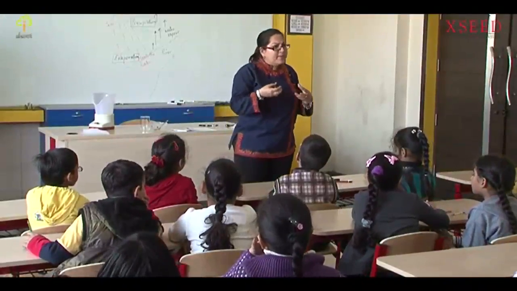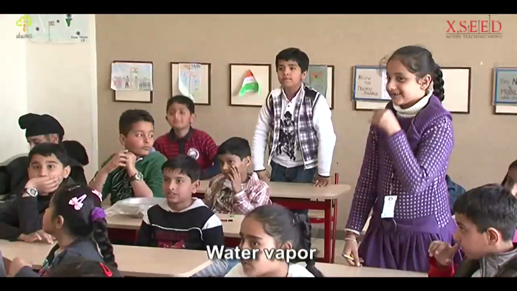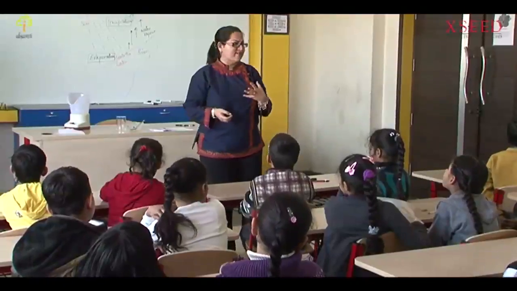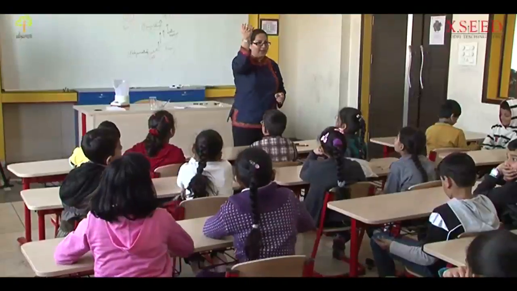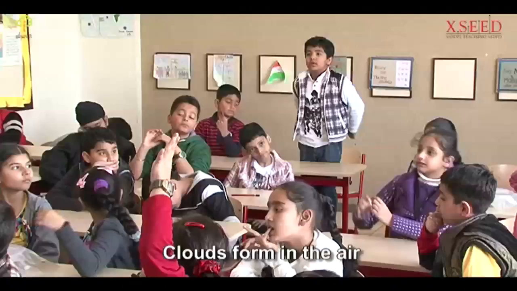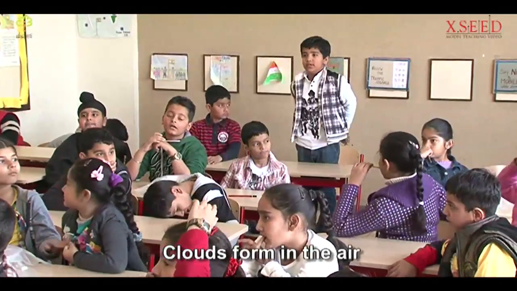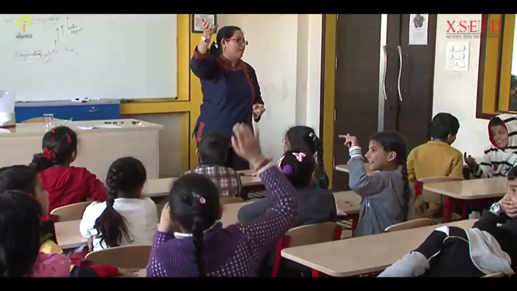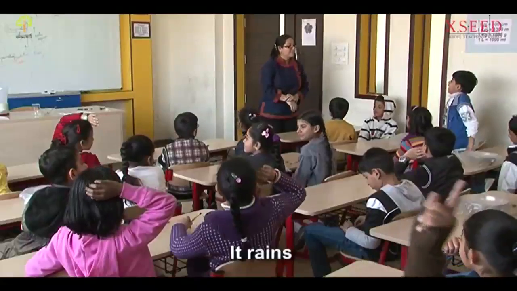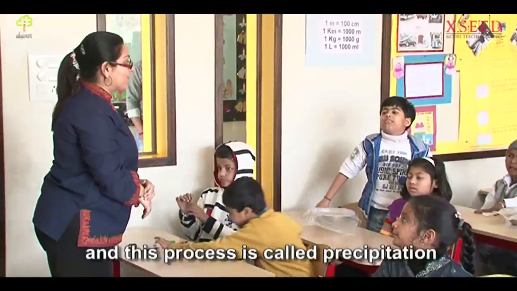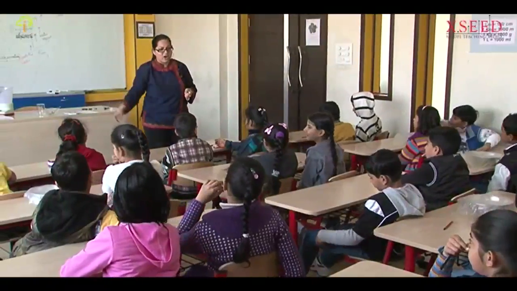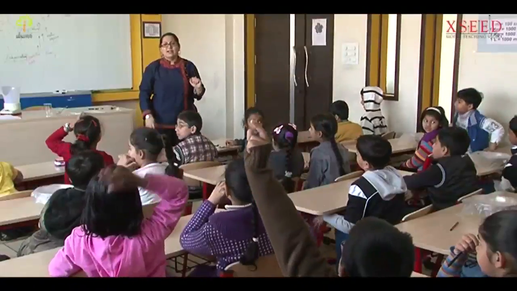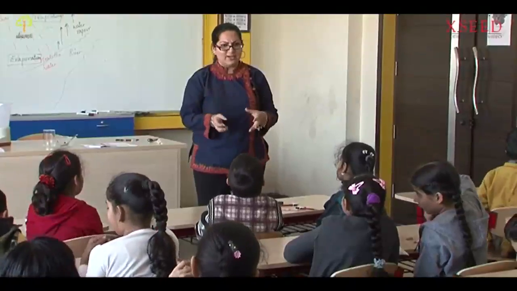The sun is heating up the water, right? And what happens? What starts rising up? Water vapor. Who will tell me what is evaporation? With the air and goes up. Now who will tell me what happens when it's gone up? Clouds form in the air. Now the clouds are formed. What happens now? It rains. And this process is called precipitation. And what is this whole cycle called? Water cycle.